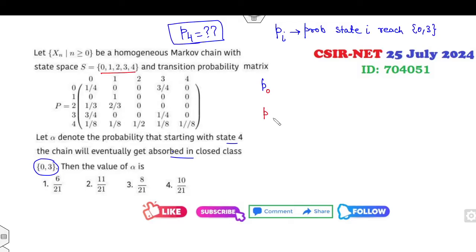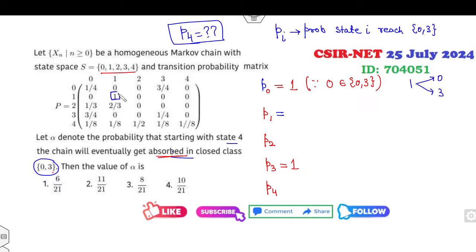Because there are states for P4, I can write these equations. Now, what is that? 0 and 3 are the absorbing states. So the probability for 0 and the probability for 3 is 1, because 0 already belongs to my absorbing states. Now, what is the probability of 1? Is it possible that you can go from 1 to 0 or 1 to 3 in any way? No, because 1 is my absorbing state. You can never go from 1 to 0. The probability of 1 is 0.